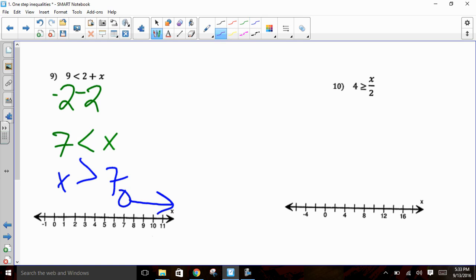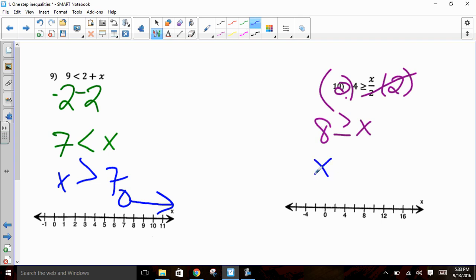All right, number 10, I'm going to undo that division with multiplication. 2 times 4 gives me 8. I have 8 is greater than x, so I notice that my x does not come first. We need to rewrite that bad boy. My 8 got the larger side, so I'm going to give it the larger side again. It's going to be a filled in circle at 8. We're going to shade to the left.